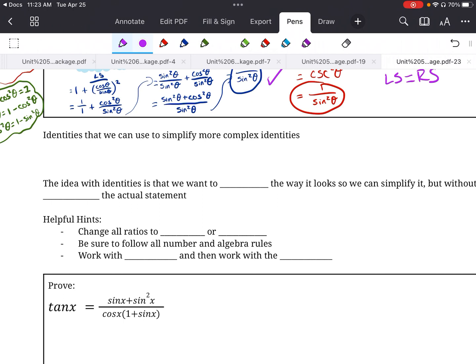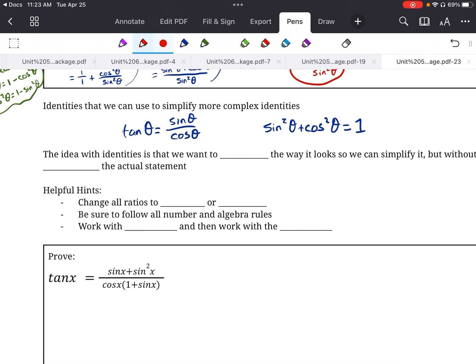Okay, identities that we can use to simplify more complex identities. They're what we wrote in the left-hand margin there that we used on this last one. But let's do them again. Tan theta is sine over cos. And sine squared theta plus cos squared theta equals 1.